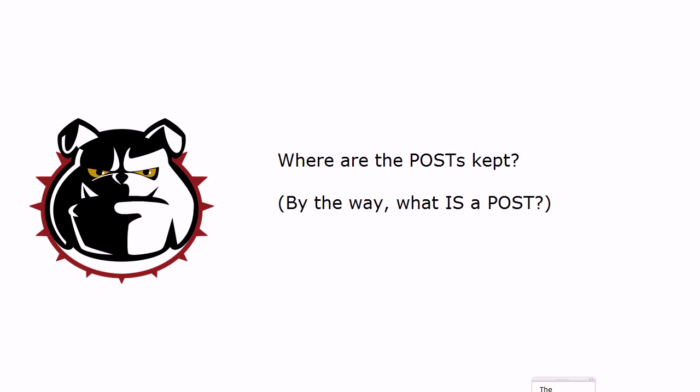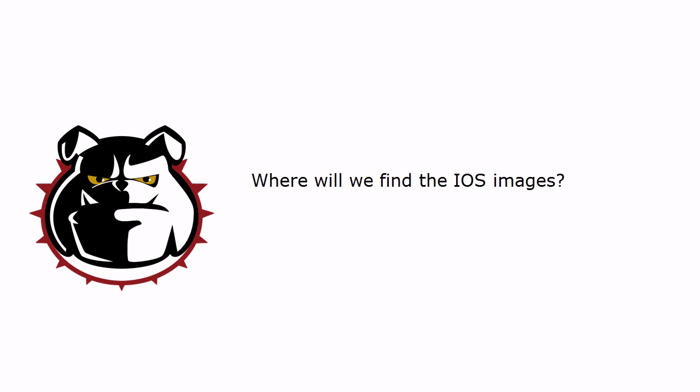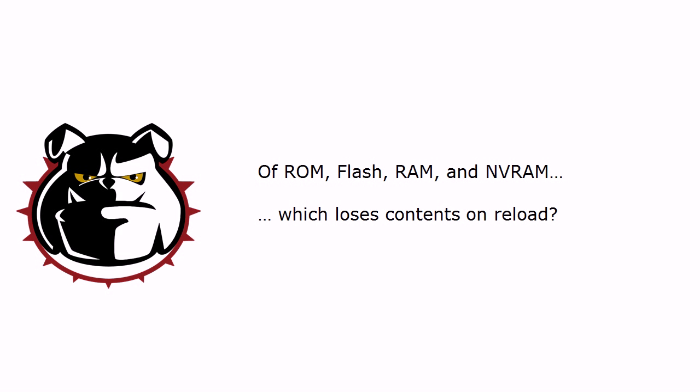Those power on self tests, by the way, are kept in ROM, in read-only memory. The IOS images, which obviously are pretty darn important, are kept in flash. Now, of ROM, flash, RAM, and NVRAM, which one of these loses contents on a reload? Only the RAM does. ROM is going to keep its contents, flash is going to keep its contents, and the non-volatile RAM, NVRAM, that's why we call it non-volatile, it's going to retain its contents on a reload.